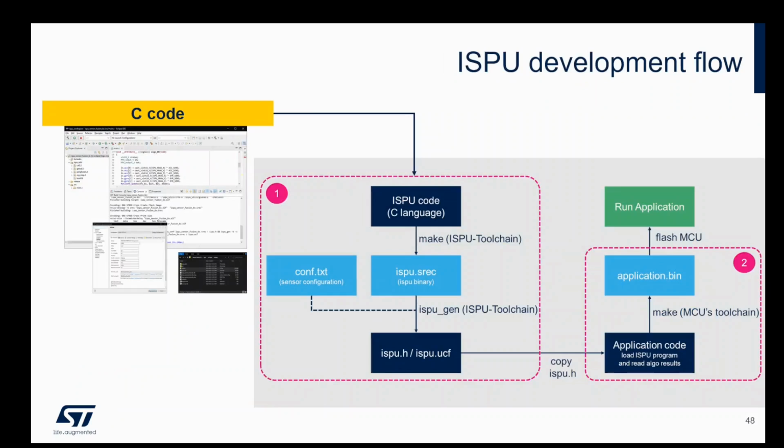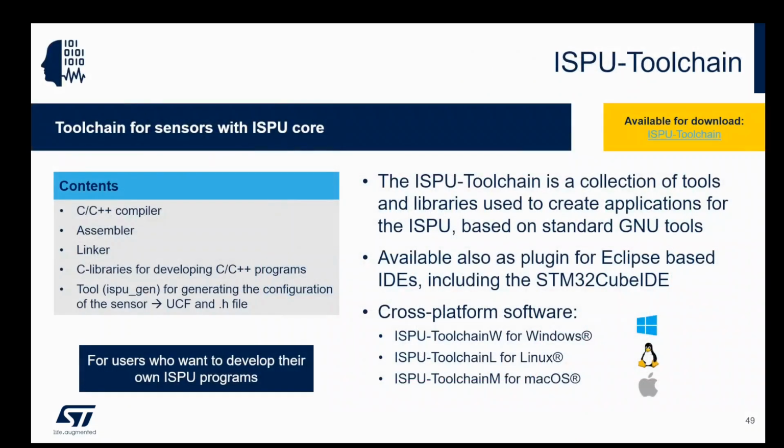So ISPU, there's a tool chain for this. You can use TensorFlow, you can use any of these to generate your network, and then from that you can convert that into C code, and then there is this ISPU tool chain, which will generate the ISPU.srec. And that can be converted into a file which will be downloaded inside the sensor. So this particular tool chain will give you your C, C++ compiler, an assembler, a linker. We also have a bunch of C libraries, C++ libraries that are available as a starting point. You can use those. These are all available from GitHub.